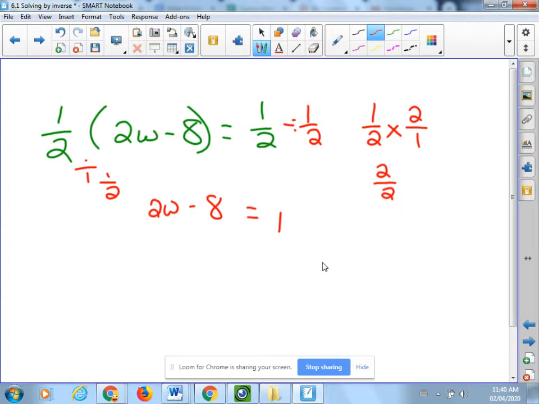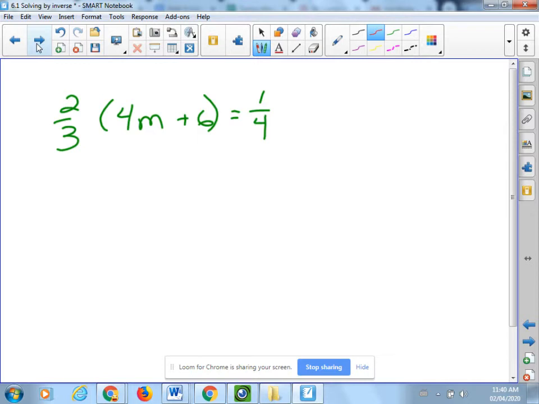Now I would solve it using the opposite operations, just like those previous. The opposite of minus 8 is plus 8, and what I do to one side, I have to do to the other. 2w is equal to 9. I divide by 2 because that is the opposite of multiplying by 2. What I do to one side, I do to the other. w is therefore equal to 4.5.